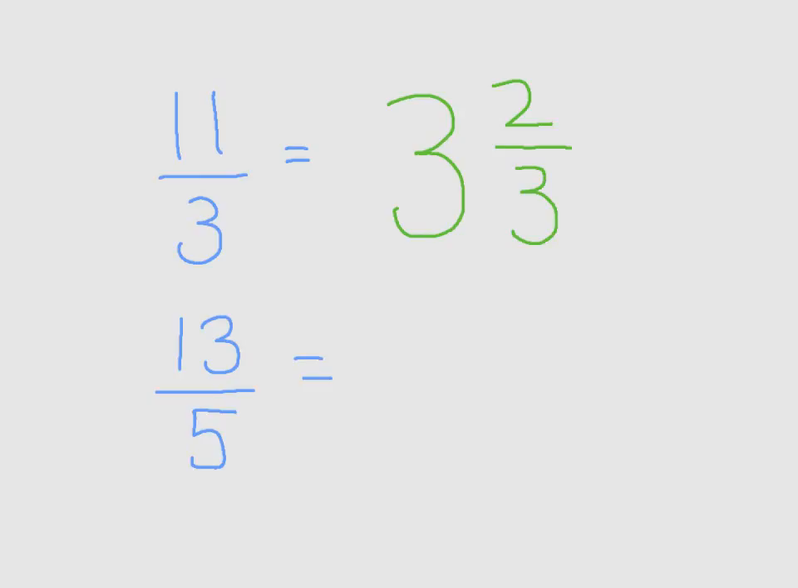This is because there are 3 3's in 11 and there are 2 left over. So we know 3/3 make a whole one. So therefore 3 3's, we have 3 whole ones and we have our 2/3 extra. So as a mixed number, it's 3 2/3. 13/5 as a mixed number is 2 whole ones and 3/5.